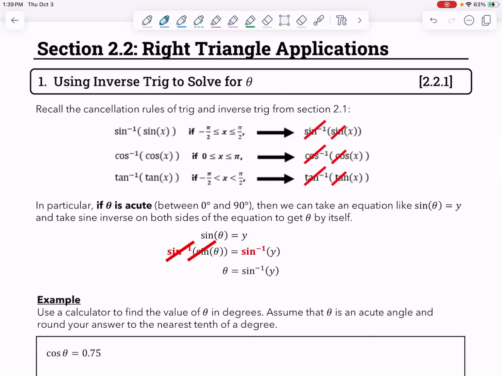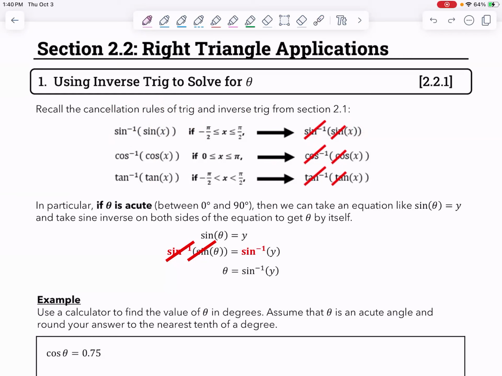And I want to bring us back to the rules we talked about at the very end of the last video, which were these cancellation rules. We said, hey, if you have a composition where the inverse trig is on the outside and the regular trig is on the inside, as long as this little angle in here is within the range of the inverse function, then they'll just cancel out and you're left with whatever's in there.